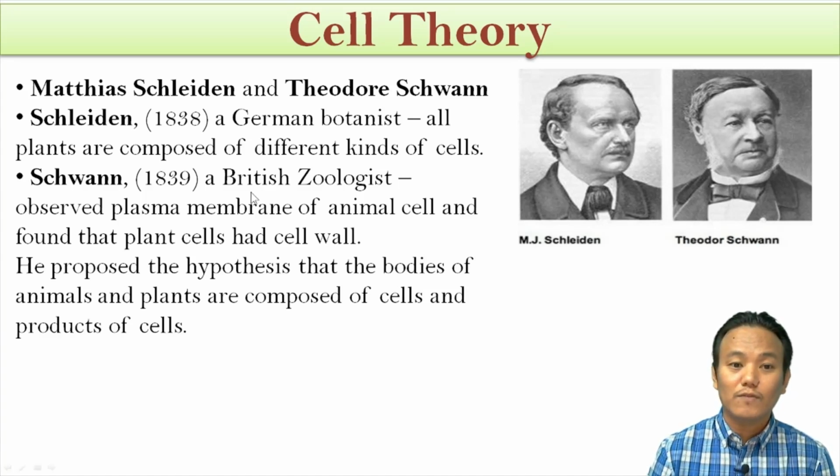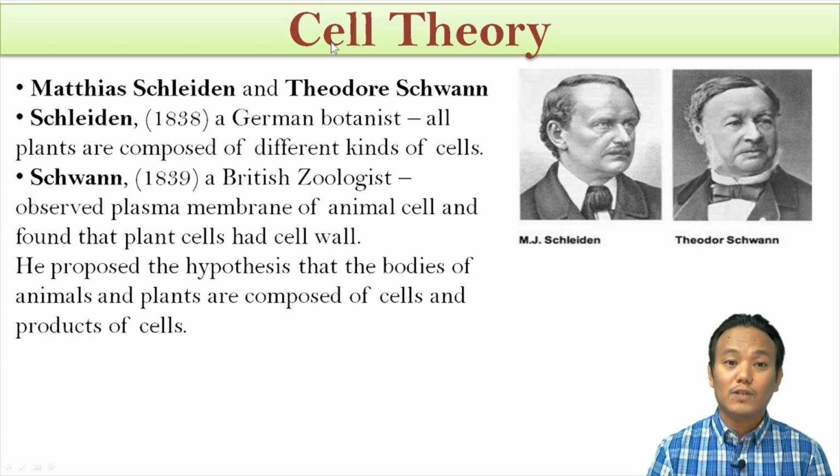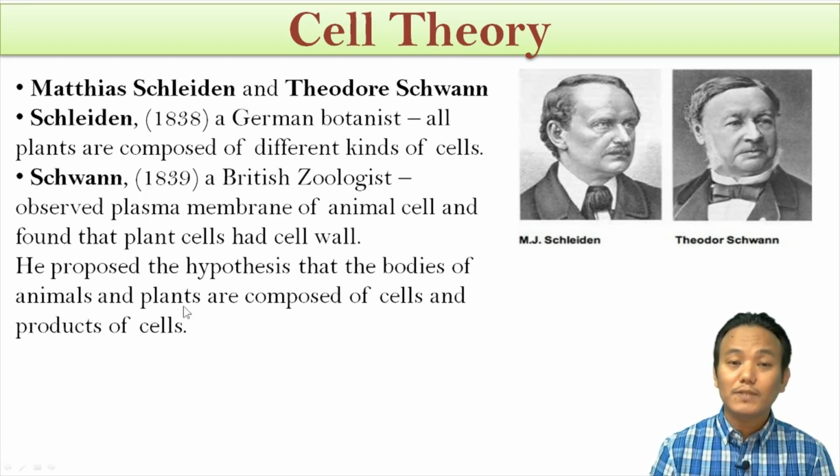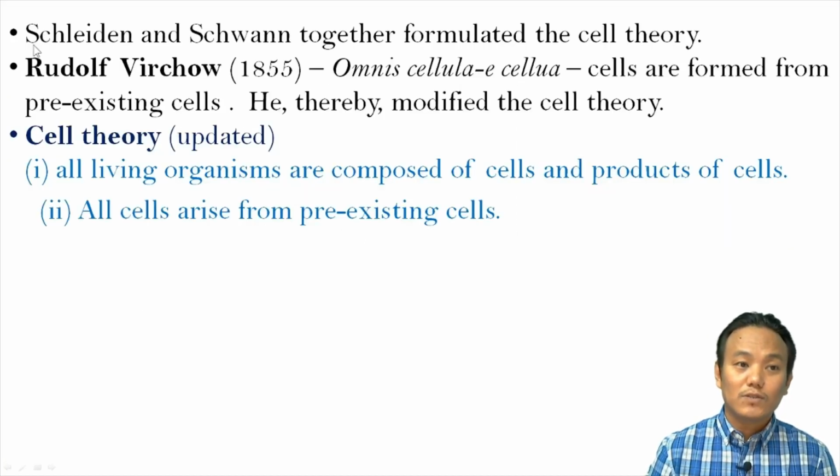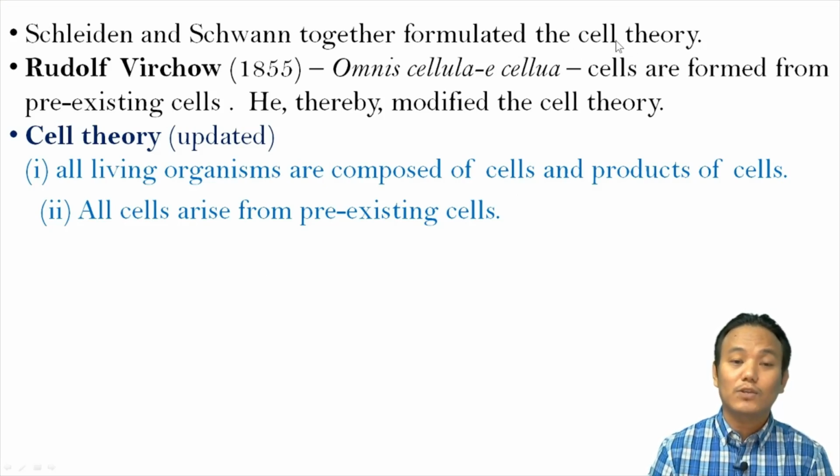Theodor Schwann was a British zoologist who studied animals, and he said that animals are made up of cells and the products of cells. Together they proposed the cell theory: the bodies of all plants and animals are made up of cells or the products of the cells. Schleiden and Schwann together formulated the cell theory.